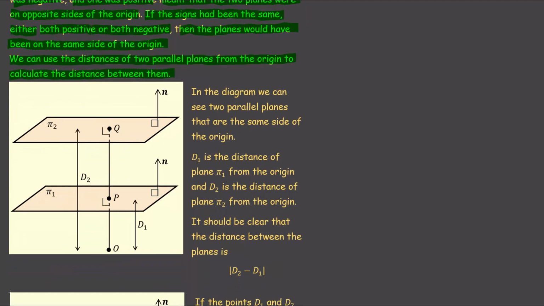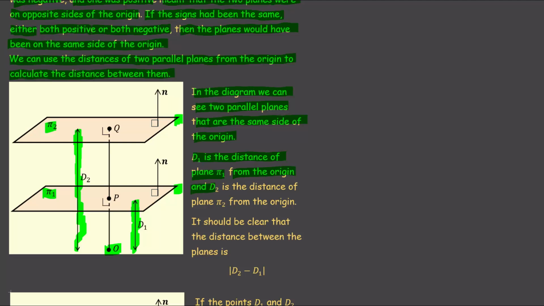So in the first diagram here, the origin is down here, so the two planes are on the same side of the origin. We can see we have a plane pi1 and the distance is d1, and a plane pi2 with a distance of d2. In the diagram, we can see two parallel planes that are on the same side of the origin. D1 is the distance of plane pi1 from the origin, and D2 is the distance of plane pi2 from the origin.